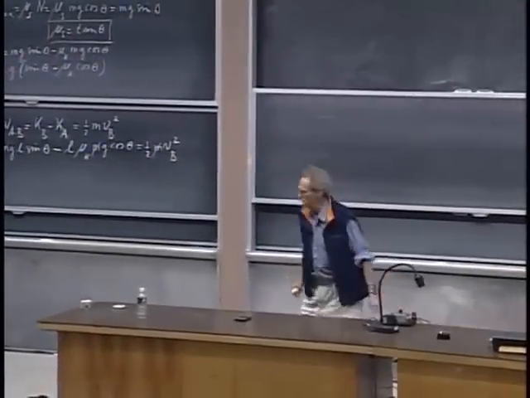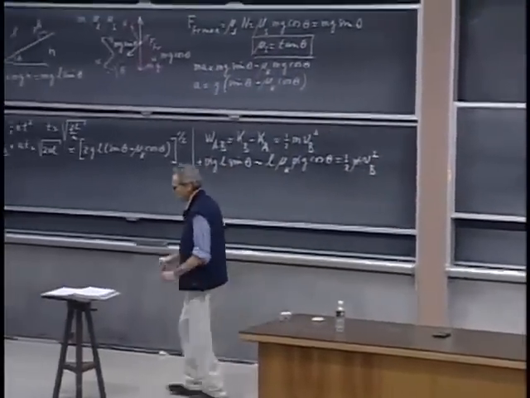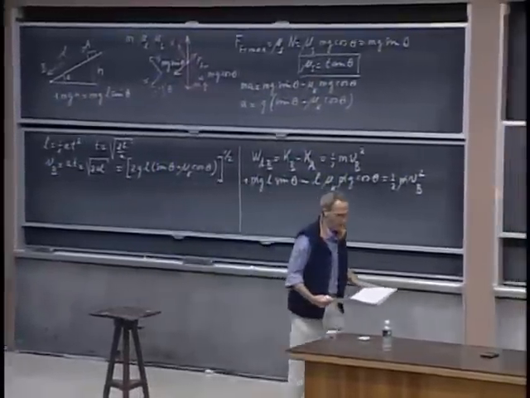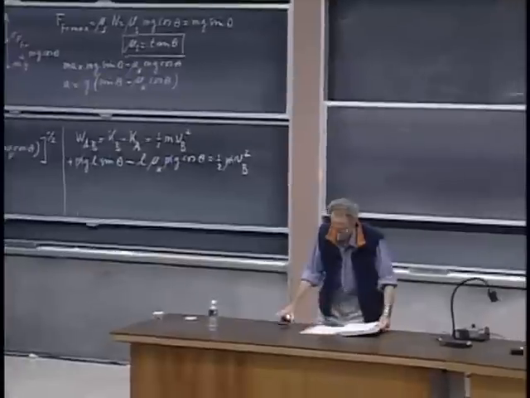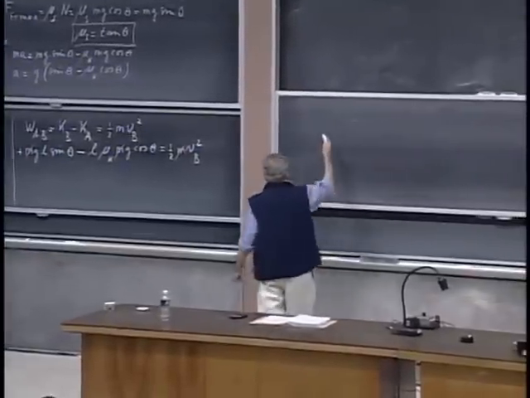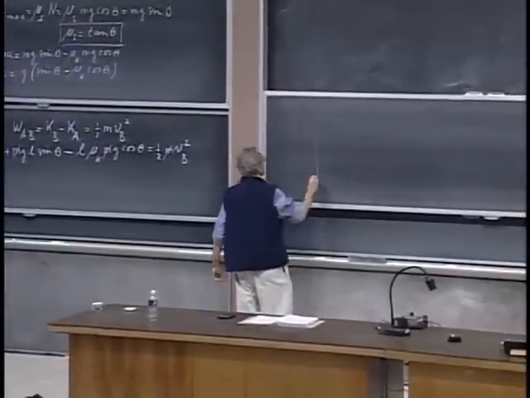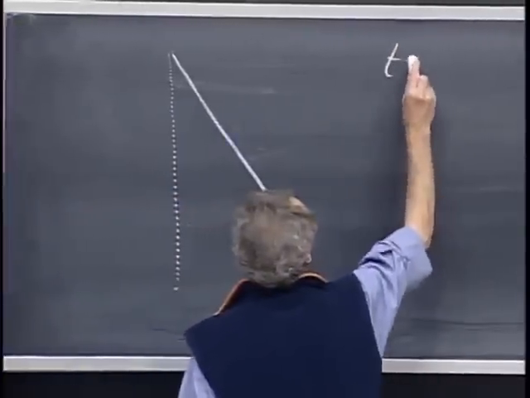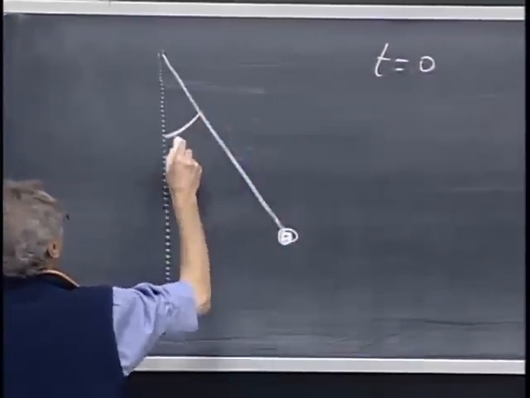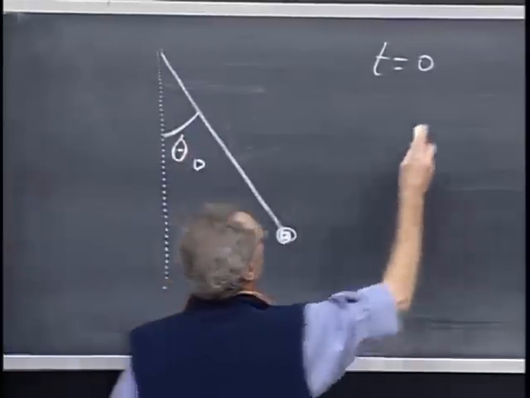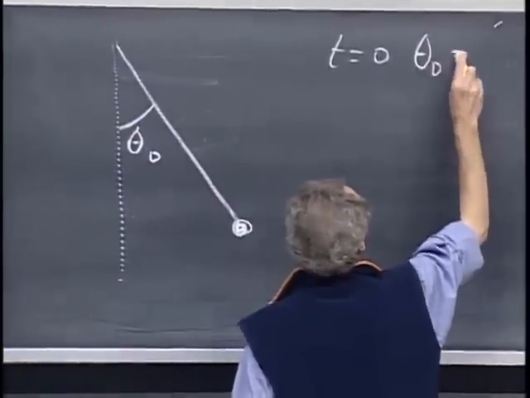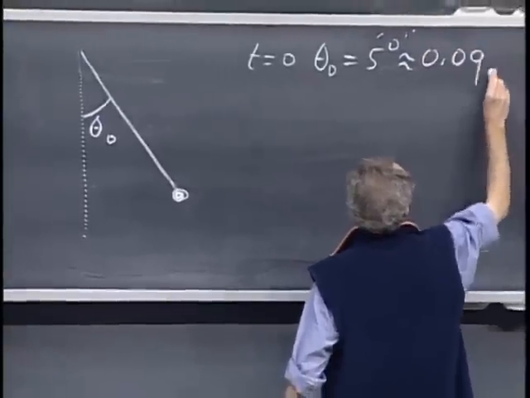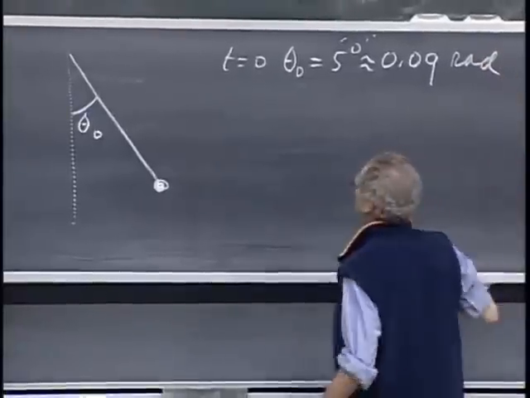All right, so let's continue now on another subject, and the one that I want to talk to you about now is the pendulum. I have a pendulum, and at time t equals 0, this angle is theta 0, and I know what that angle is. It's 5 degrees, which is approximately 0.09 radians.